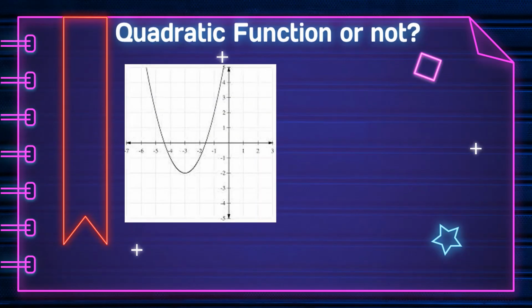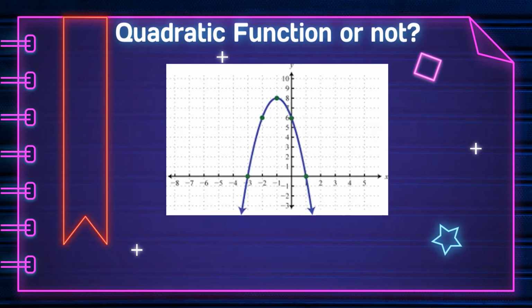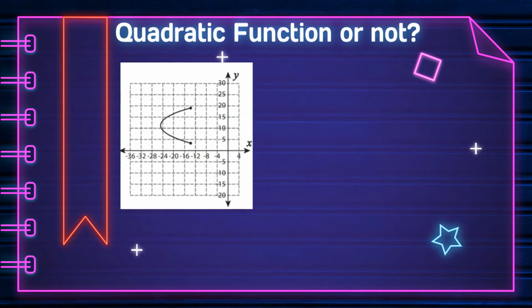Now, determine whether the given graph is a quadratic function or not. Is this a quadratic function? Correct. It is a quadratic function since it is a smooth curve called a parabola and it opens upward. How about this graph? Is it a quadratic function? Yes, it is a quadratic function wherein it opens downward.